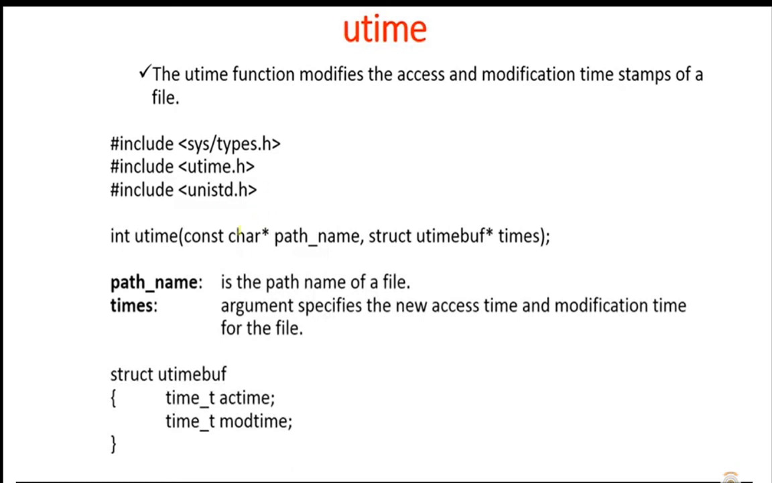Then next is utime. The utime function is going to modify the access and modification timestamps of a file here. As parameters, we will see, it takes a constant character path name and struct utimbuf times. Here it makes use of its own structure, we will see that one. The path name is the path name of the file, where the times argument specifies the new access time and the modification time for the file. Actually times is a structure which consists of two values, that is access time and modification time. So here you are going to change that one.